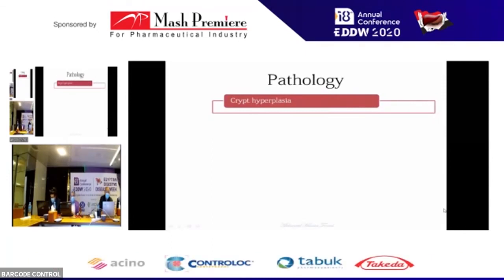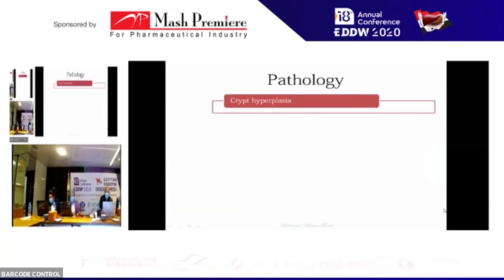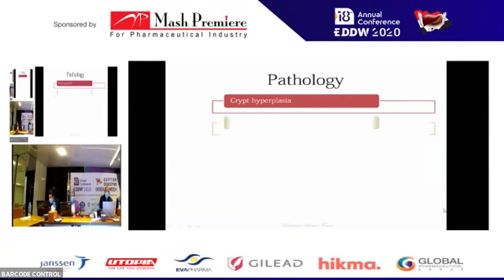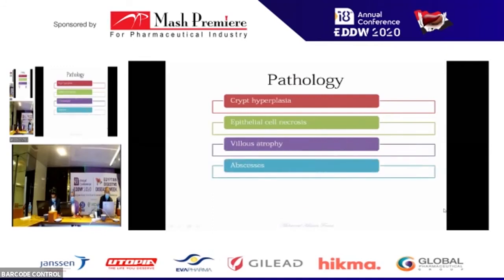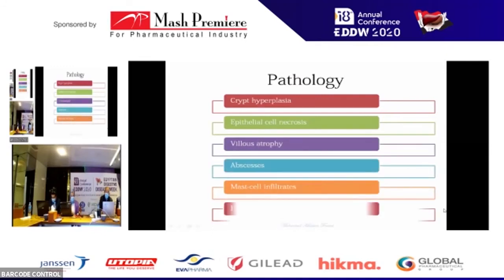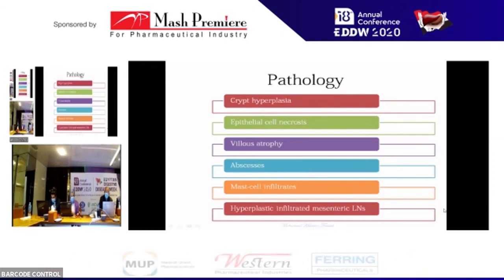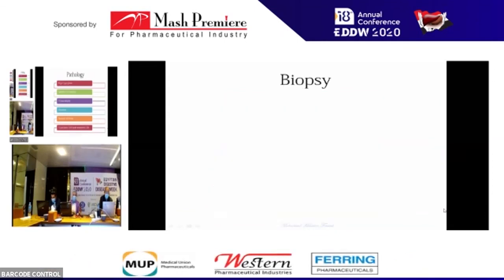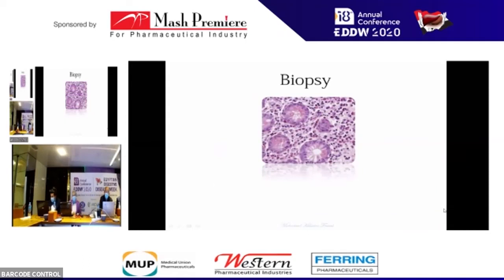Regarding the pathology, which is the mainstay of the diagnosis, we can find different pathological appearances, as we can find different endoscopic appearances. We might have crypt hyperplasia, epithelial cell necrosis, villus atrophy, abscess, mast cell infiltrates, and hyperplastic infiltrated mesenteric lymph nodes. This is how the biopsy looks like. There is infiltration with the eosinophils.